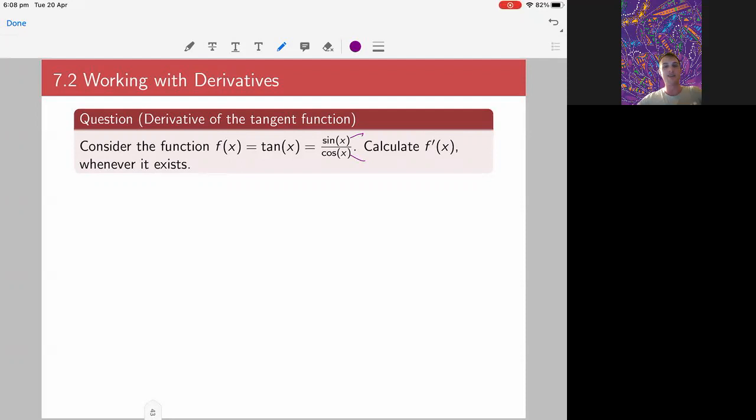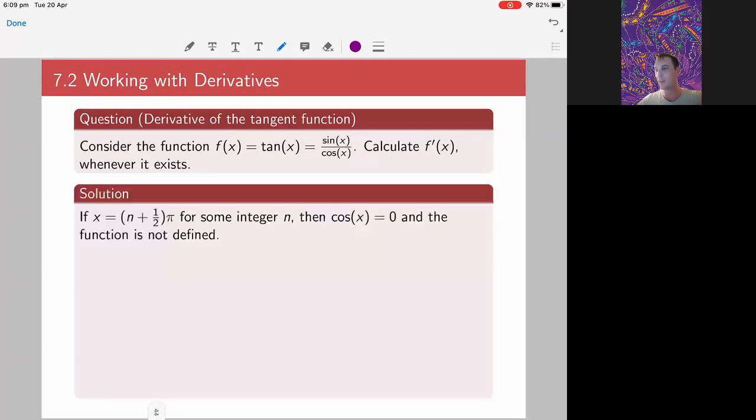Okay, so we were trying to find the derivative of the tangent function. Tangent is defined to be sine divided by cosine. So since we know how to differentiate both sine and cosine, in principle, that means that we should be able to use the quotient rule to find the derivative of the tangent function. And indeed, that is the case.